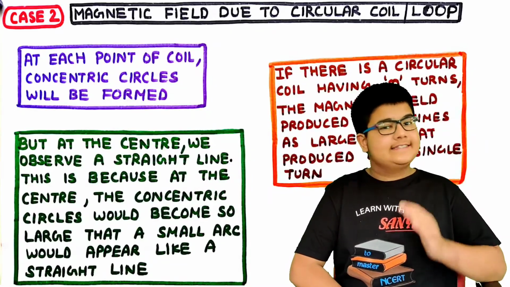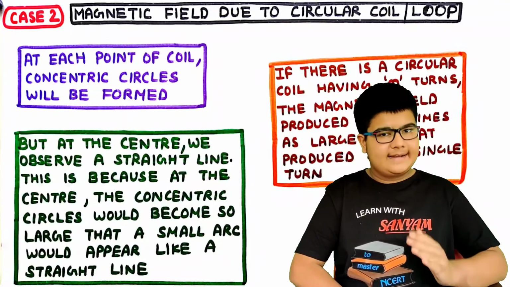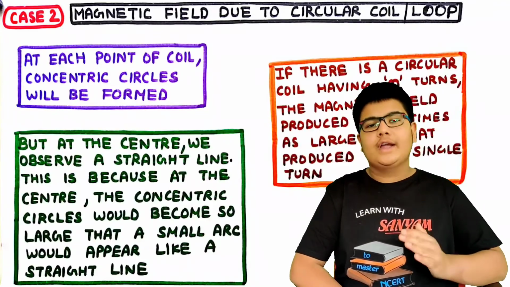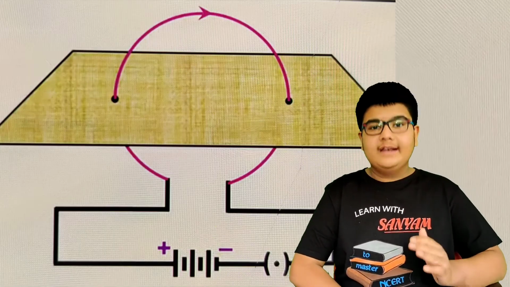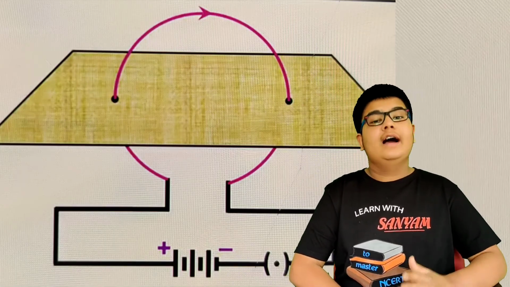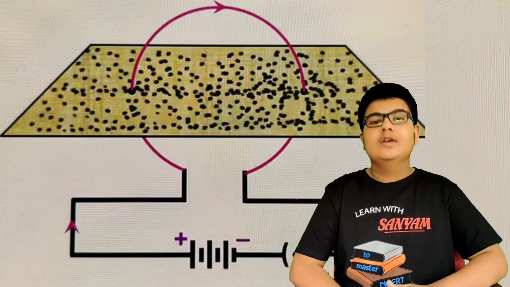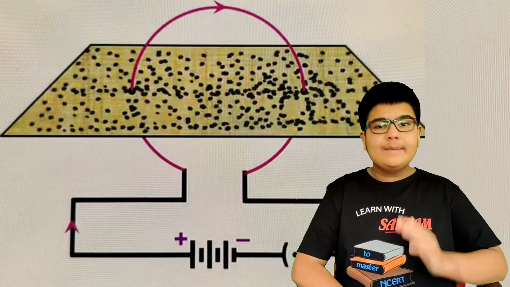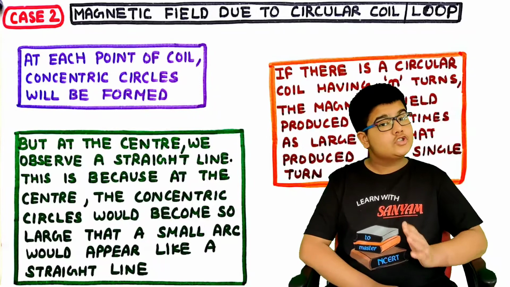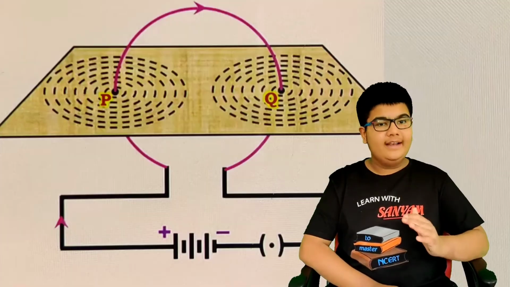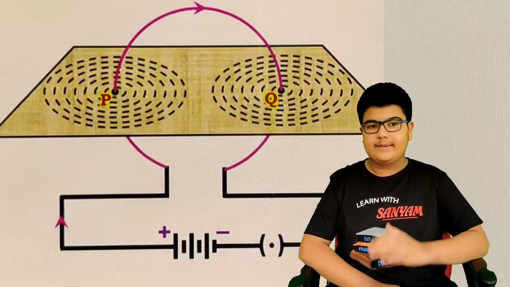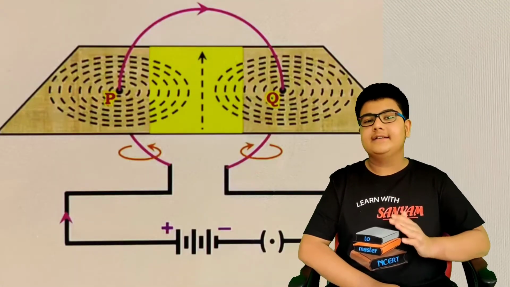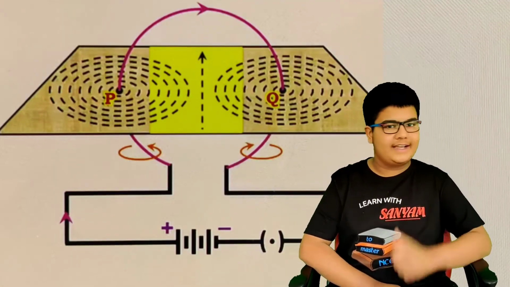Now, let's discuss the second case, which is magnetic field due to a circular coil or circular loop. So, insert a circular coil in a cardboard. Put iron filings on the cardboard. On passing current, following pattern is observed. So, at each point of the coil, concentric circles will be formed, as you can see in this diagram. But at the center, we observe a straight line.